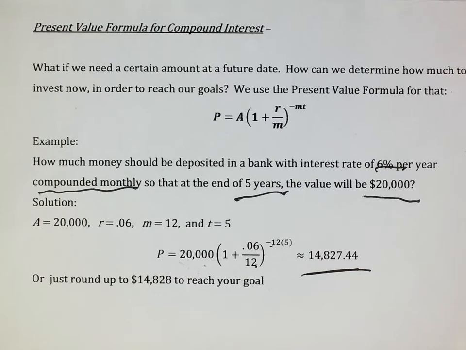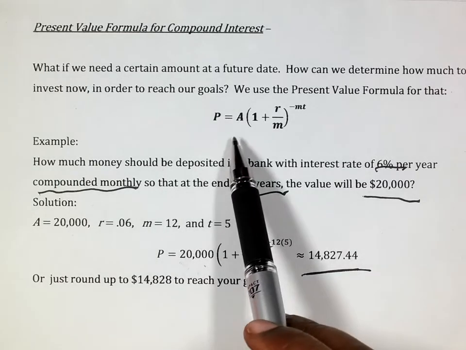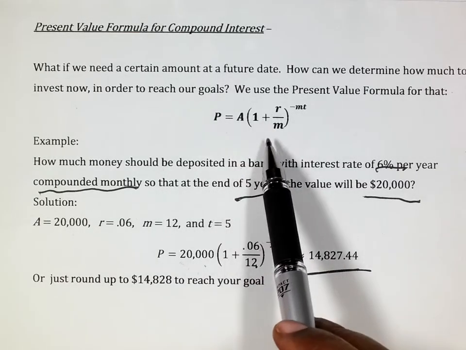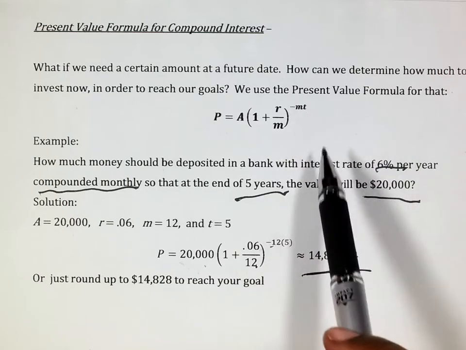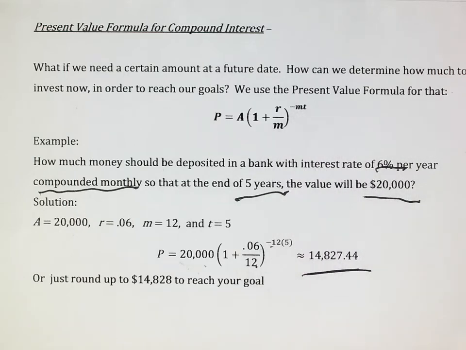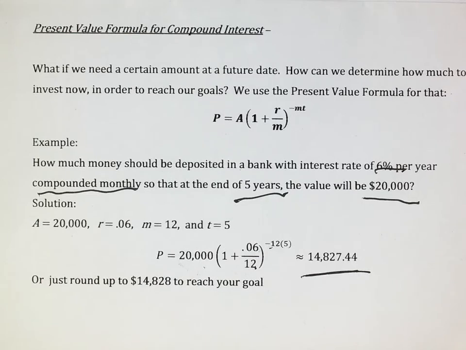So we're going to look at the present value formula for compound interest. What we use this formula for is if you need a certain amount of money sometime in the future, we want to know how much we need to invest right now in order to reach our future goals. The present value formula is P equals A times (1 plus r over m) to the negative mt. So make sure you note that there's a negative exponent there.